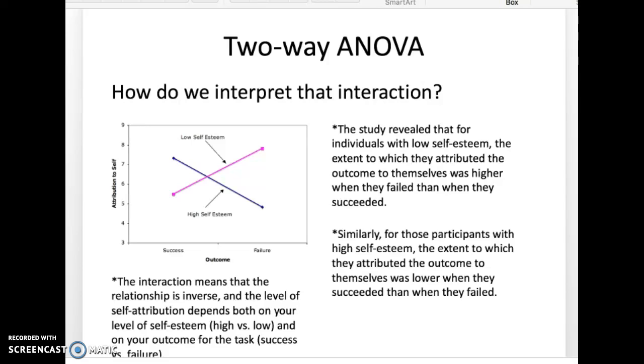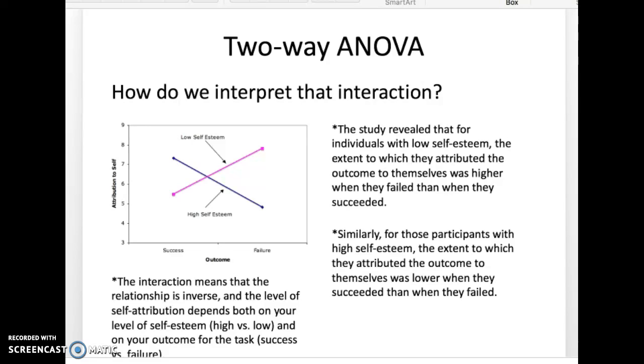On the other hand, if you have high self-esteem, we see the opposite relationship. The extent to which they attributed the outcome, success or failure, to themselves was lower when they succeeded than when they failed. Sorry, it's the reverse. So we see here that with high self-esteem, they attribute their success to themselves, and they attribute failures to themselves at lower levels because they have high self-esteem.